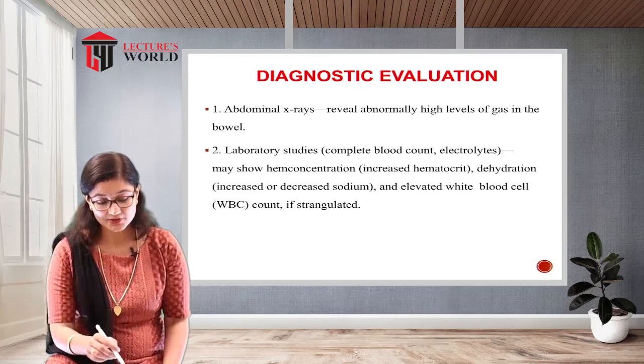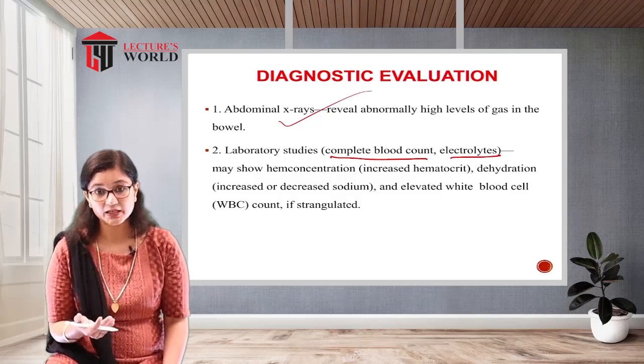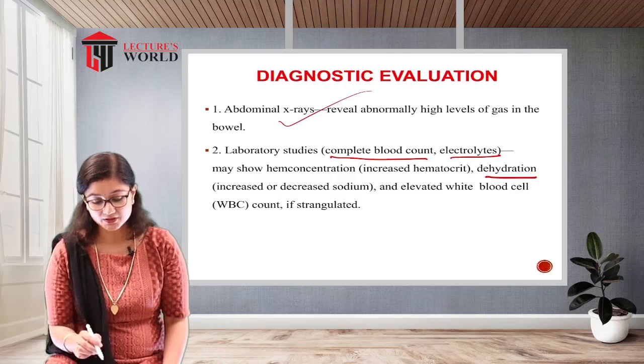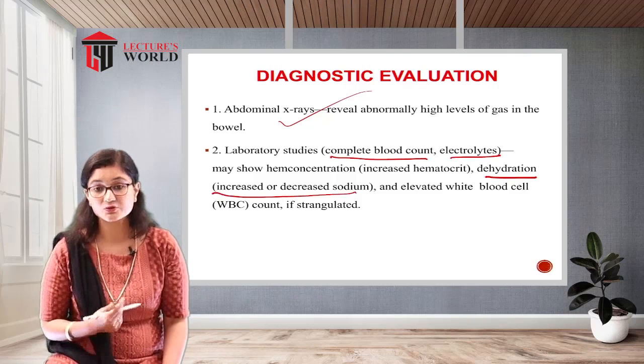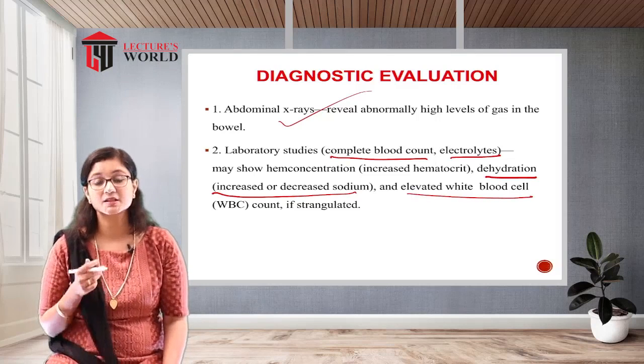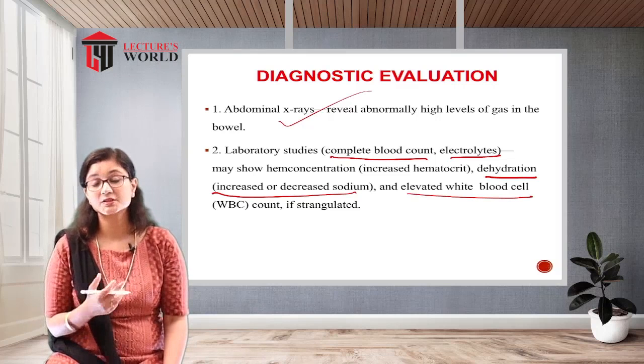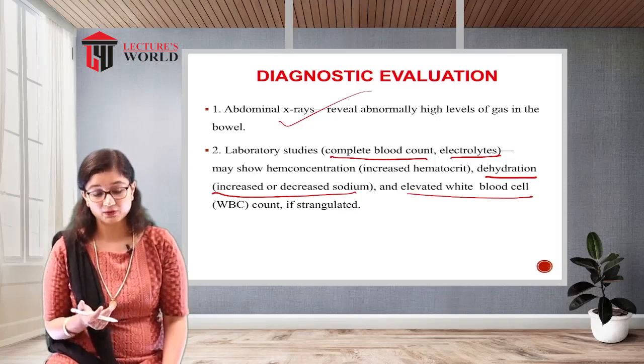Next is laboratory studies. Complete blood count and electrolyte levels may show hemoconcentration, which is nothing but increased hematocrit levels, dehydration, that is increased or decreased sodium levels, and elevated WBC count, which is commonly seen in a strangulated hernia, as the patient is developing fever.